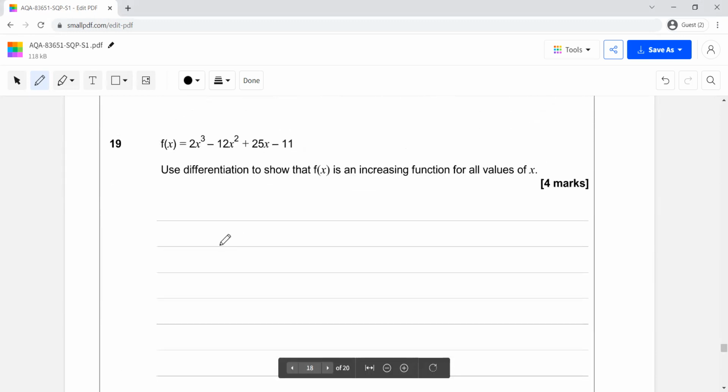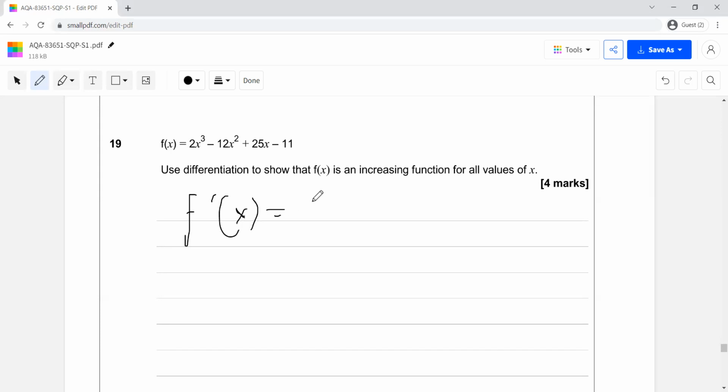Question 19. f(x) equals 2x cubed minus 12x squared plus 25x minus 11. Use differentiation to show that f(x) is an increasing function for all values of x. So I'm actually going to first work out the derivative. f'(x) is 6x squared minus 24x plus 25.